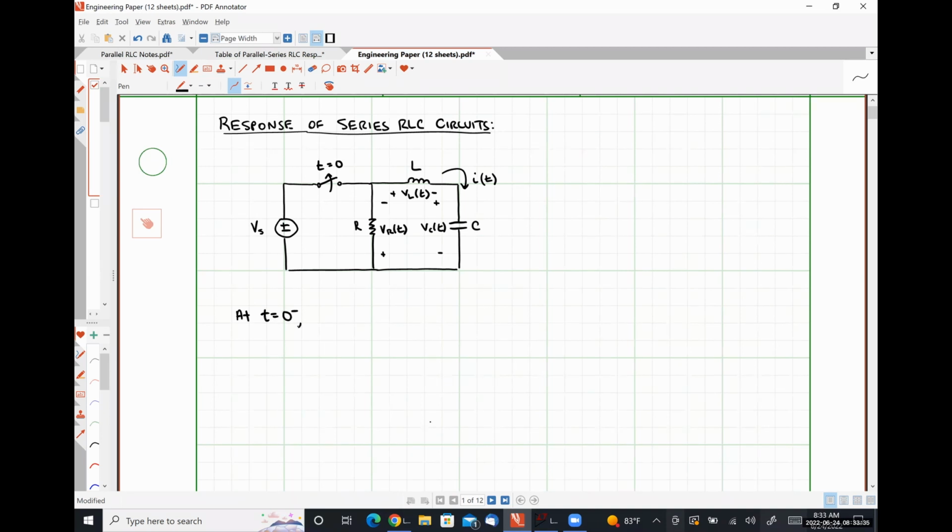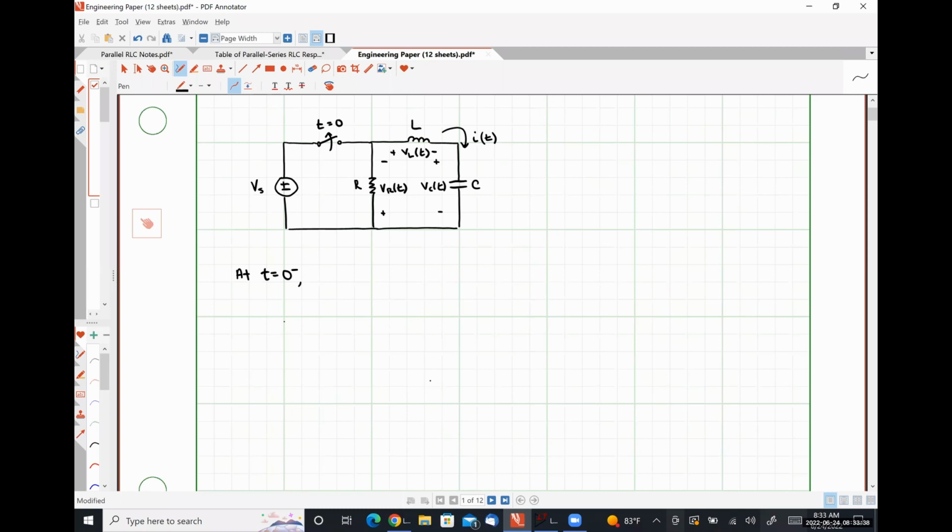At t is equal to 0 minus, our circuit is going to look something like this. Recall that for t is equal to 0 minus, we are at DC steady state. So our inductor is going to look like a short circuit and our capacitor is going to look like an open circuit. Okay, so at t is equal to 0 minus, our switch is still closed. Here is our resistor R. Excuse me, our inductor should be a short circuit. Our capacitor over here should be an open circuit.